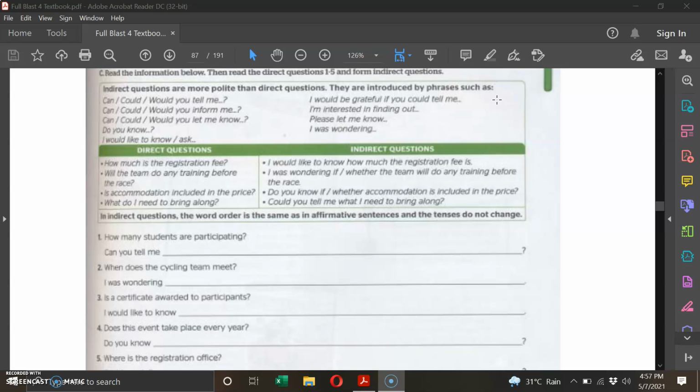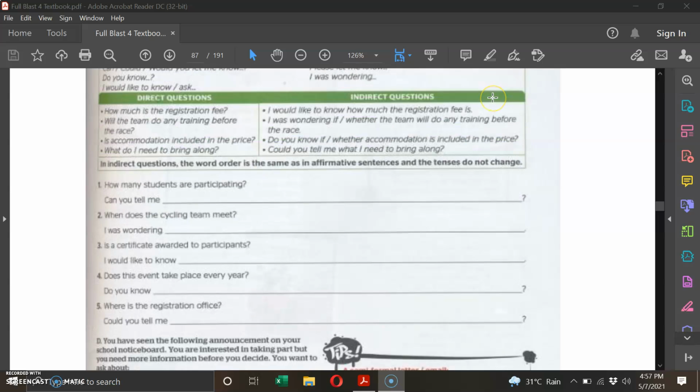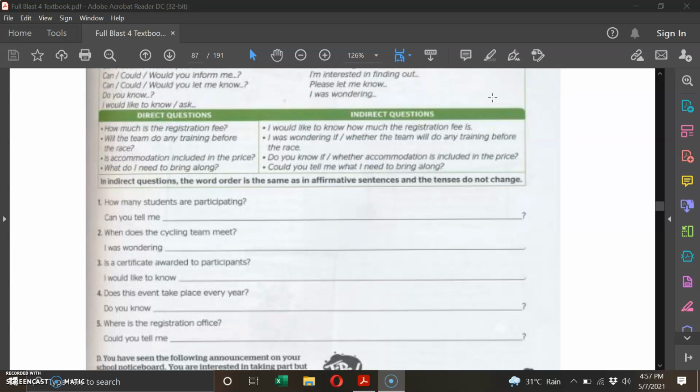And lastly, what do I need to bring along? Apa yang patut saya bawa? Could you tell me what I need to bring along? So, for indirect questions, you ask your question in a more polite manner. That is the difference. Now, let's try to answer the 5 questions. Let's change the direct questions to indirect questions.